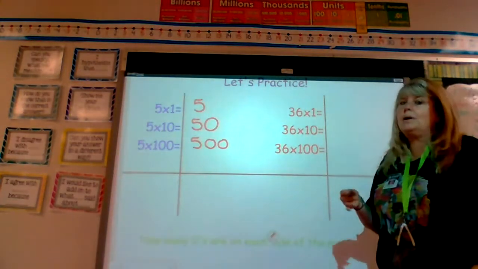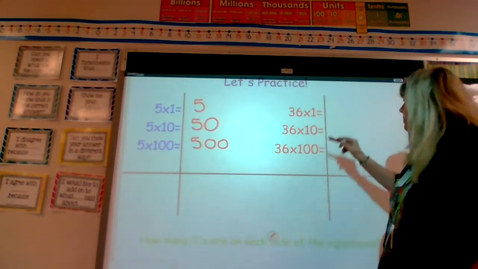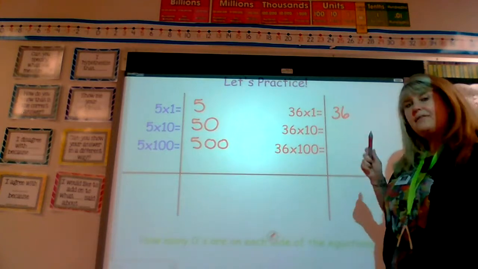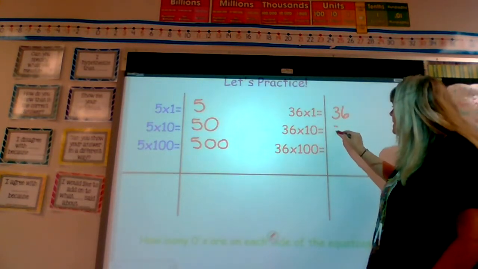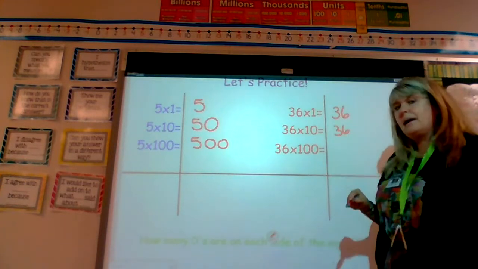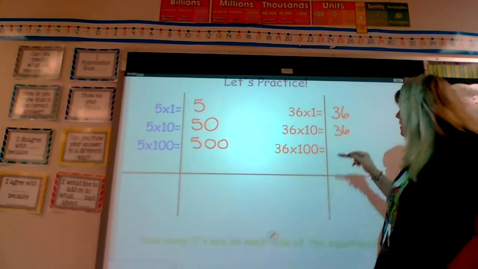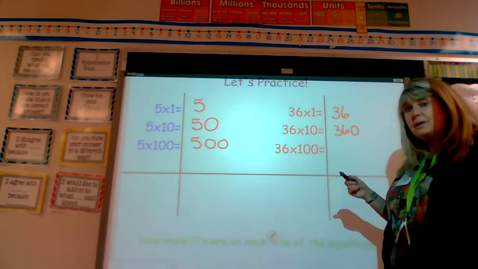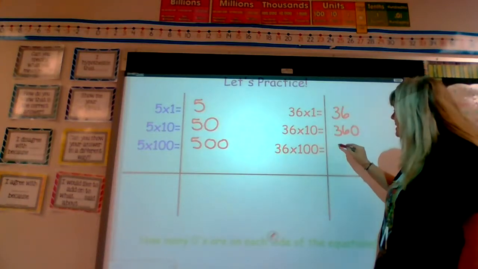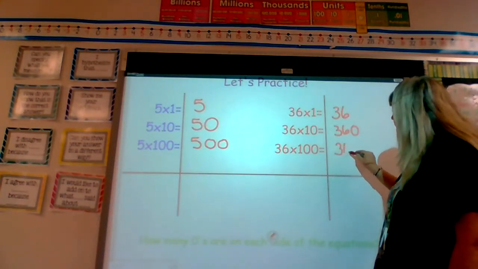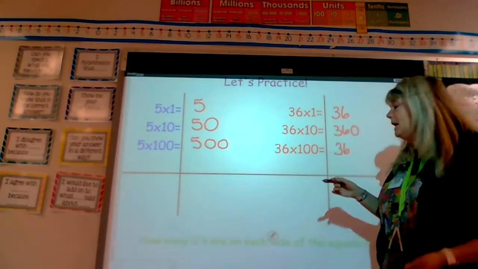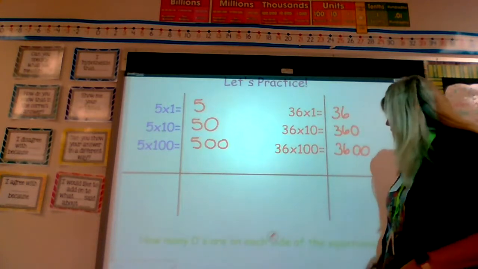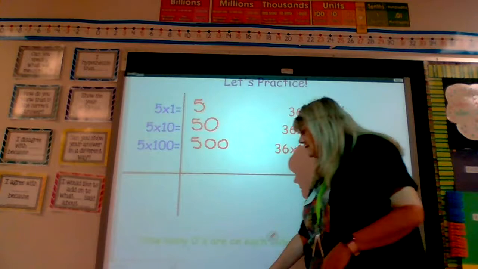So 36 times 1. Okay, remember, any number times 1 is that number. So 36 times 1 is 36. Okay, now think about that again. 36 times 1 is 36, but I didn't multiply it by 1. I multiplied it by 10, so I'm going to put that 0 there. Now, again, 36 times 100, well, I'm going to think in my head, 36 times 1 is 36, and this time I multiplied it by 100, which means I'm going to move it 2 places over on the place value chart, which we'll talk about more later, and that makes 3,600.